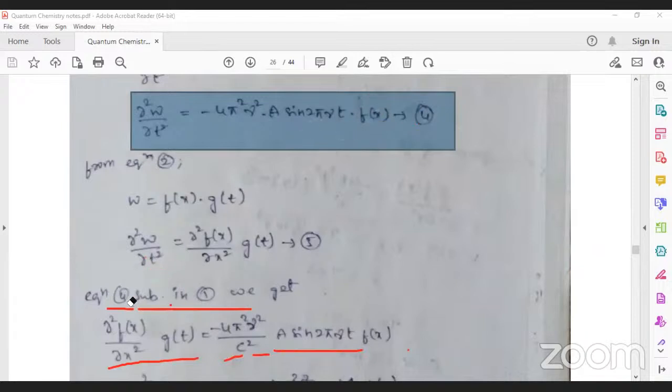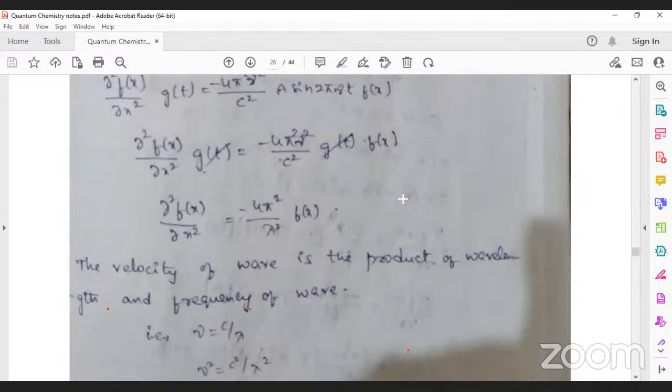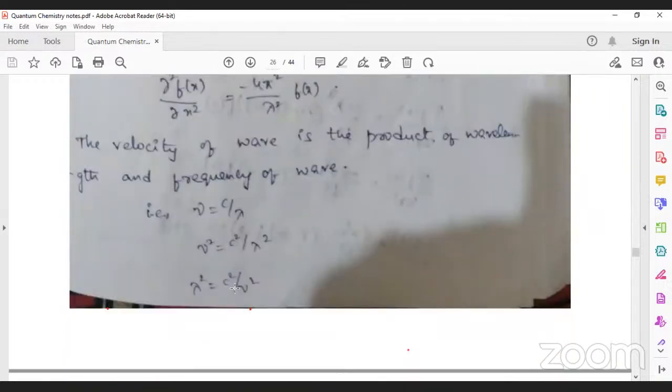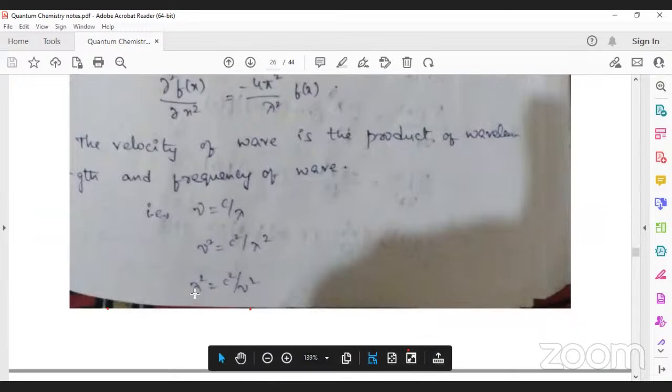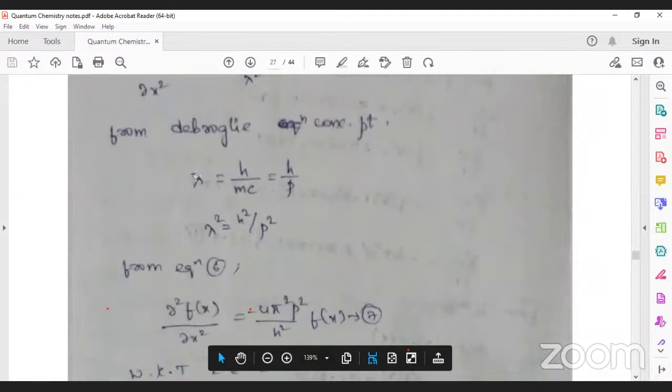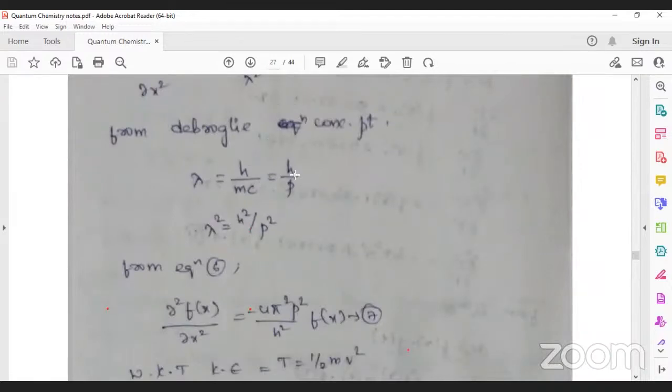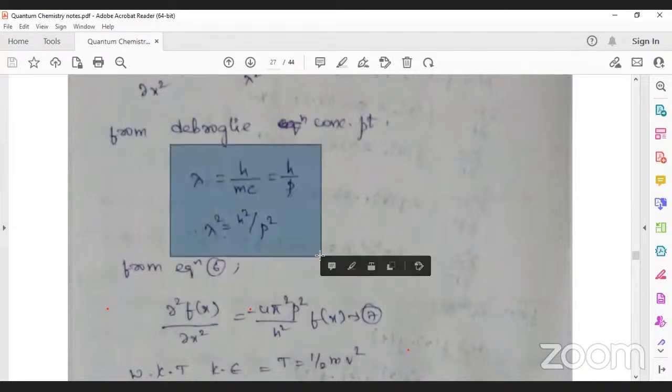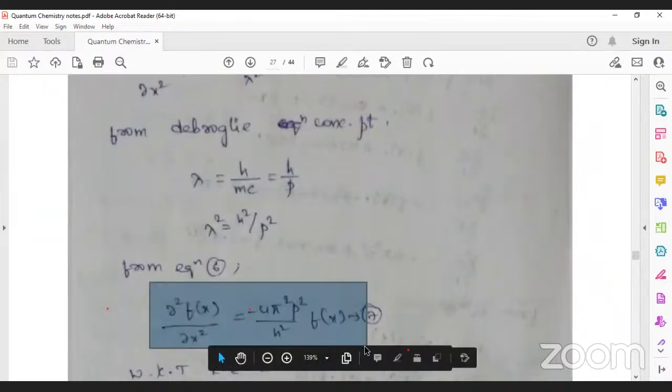After substitution, the de Broglie concept was applied here, that is nu is equal to c by lambda. So instead of c square by nu square, we can write lambda square. From the de Broglie concept, lambda is equal to h by mv, that is h by p. Therefore, lambda square is equal to h square by p square. This lambda square will be substituted in the above equation.